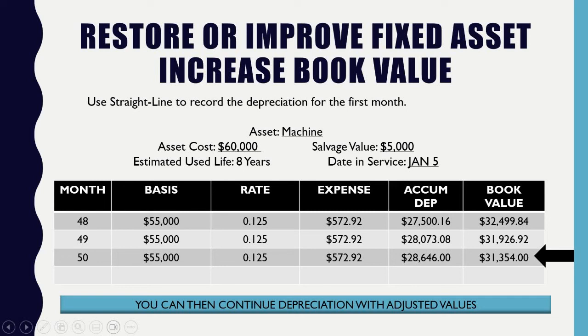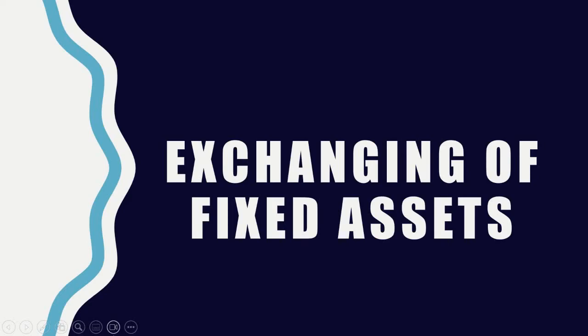But notice this, my book value has increased significantly, right? So that is how we would depreciate it if you decide to increase it by the asset cost. Okay? All right, any questions there? Well, we're good. Okay. Next one is going to be exchanging your fixed assets.